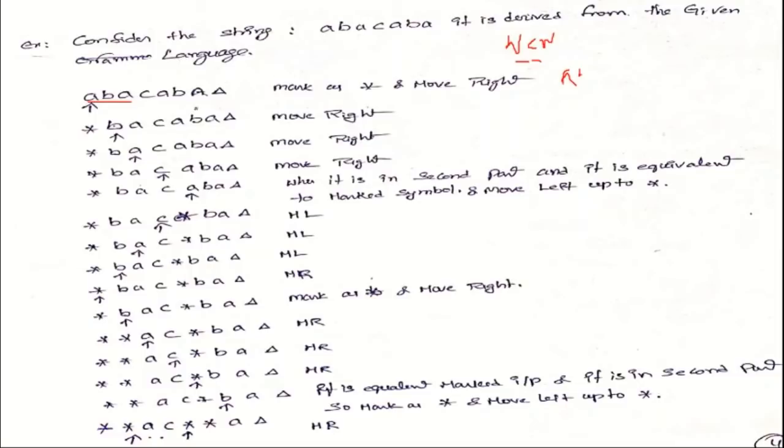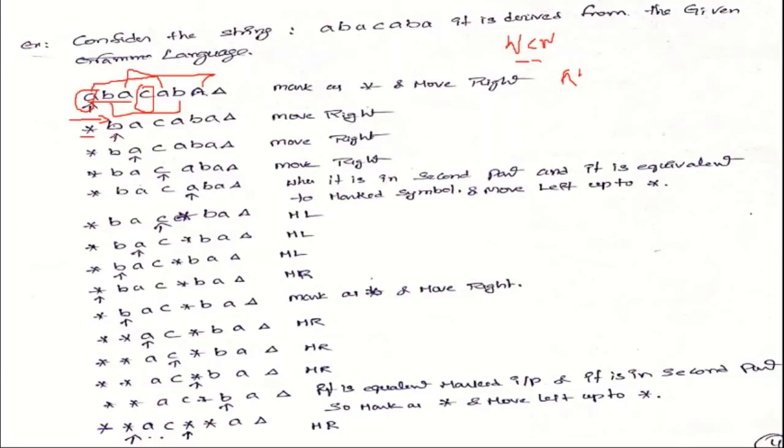Why are we moving right? We check whether the first symbol of the first half of the string, that is A, can occur after C. Then we can say that the string is valid. In the same way, whatever the second symbol is, the same symbol must occur after C as the second symbol, and the third symbol must occur after C as the third symbol. Then we can say that the string is accepted by the Turing machine. So that's why we read the first symbol, mark it as star and move right, until C.